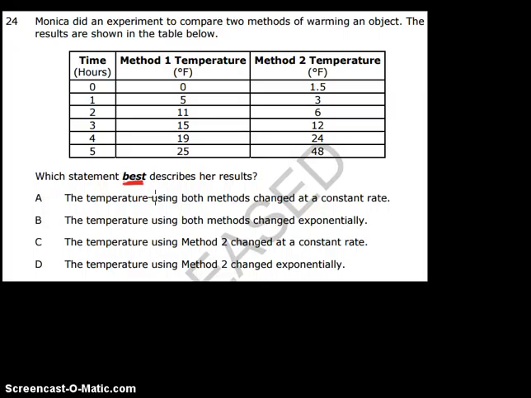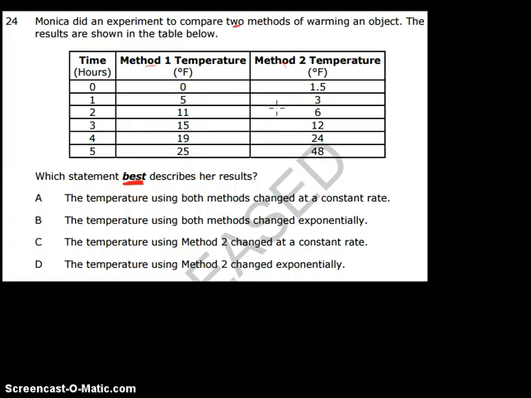Question number 24. Monica did an experiment to compare two methods. We do have two methods, method 1 and method 2, two methods of warming an object. The results are shown in the table below. This is method 1, this is method 2, and then this is the time it takes. Which statement best describes her result?